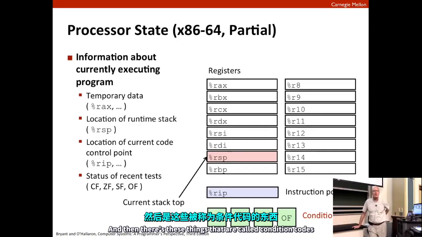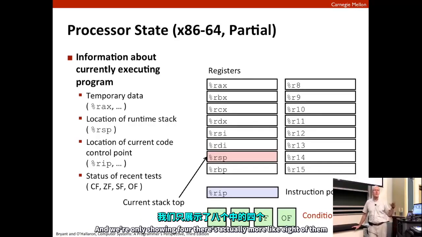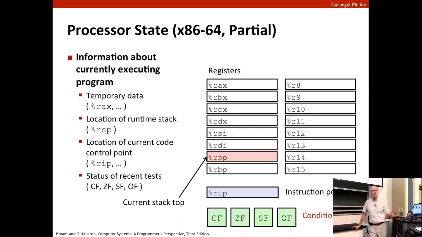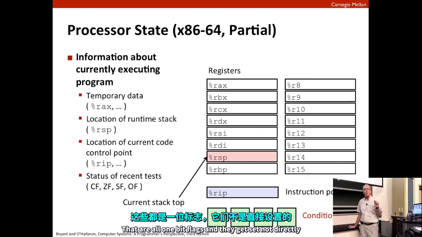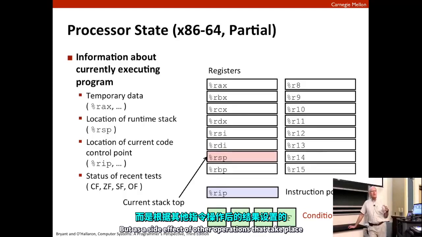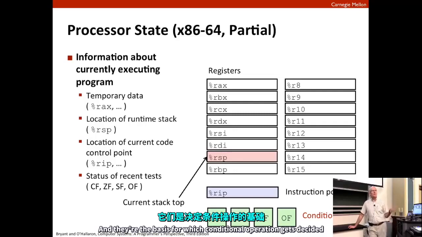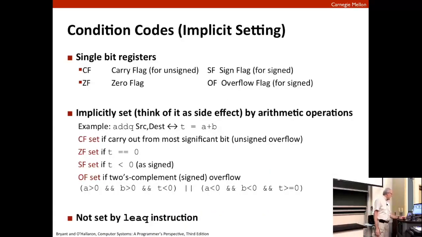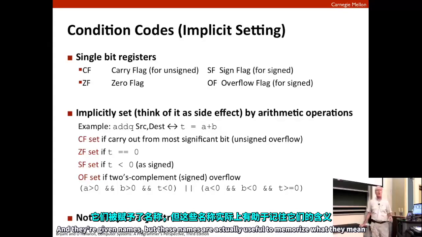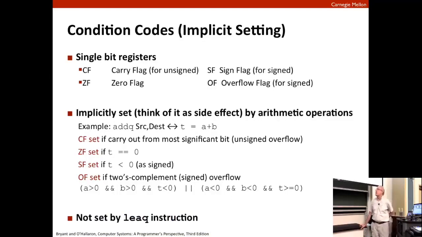And then there are these things that are called condition codes, and we're only showing 4. There's actually more like 8 of them, but they're not relevant to our general discussion. They're all 1-bit flags, and they get set not directly, but as a side effect of other operations that take place. And they're the basis for which conditional operation gets decided. So let's go through what those mean. They're given names, and these names are actually useful to memorize. So CF means the carry flag.